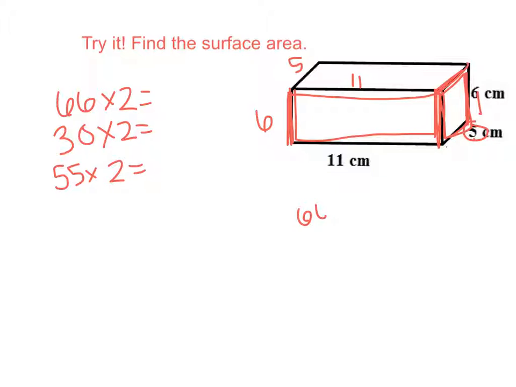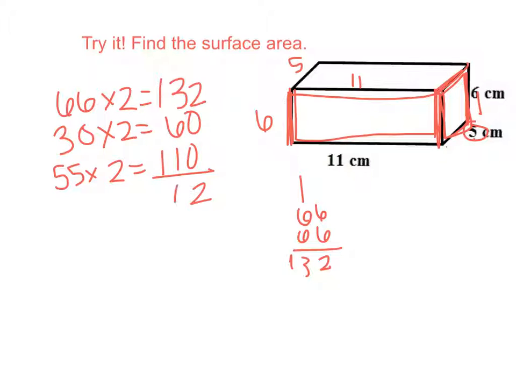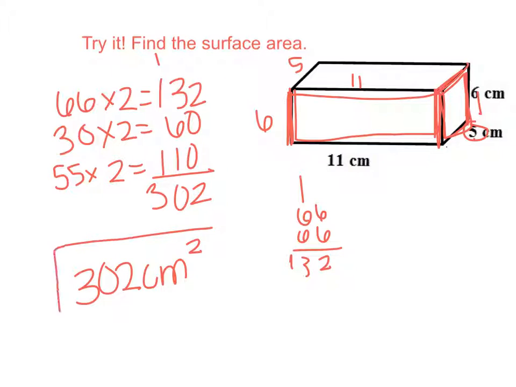Okay. I was trying to do stuff in my head. It's not working for me. 132. There we go. 30 times 2 is 60. 55 times 2 is 110. Okay. So our surface area is 302 centimeters squared.